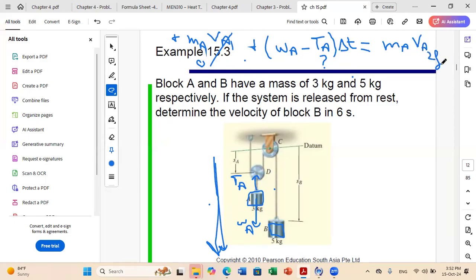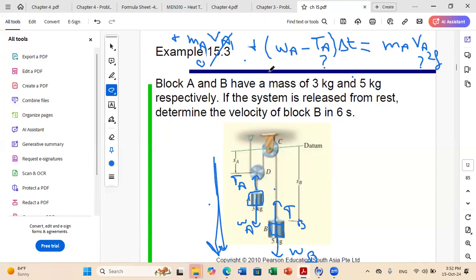Okay, in this equation, we have two unknowns, TA and VA2 final. So we need to come up with new relations. Let us move to block B. For block B, it's exactly the same relation, but I replace WA by WB and I replace TA by TB.